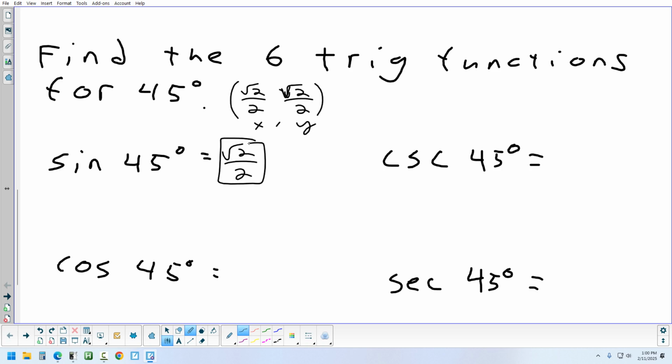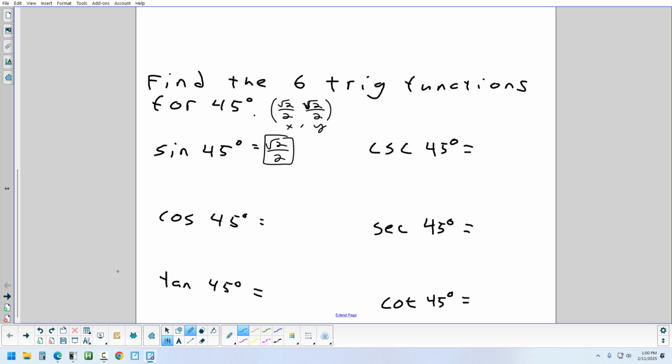How about the cosine of 45 degrees? What's the formula for cosine? Square root of 2 over 2, because the formula is x. Yep. So x is square root 2 over 2.